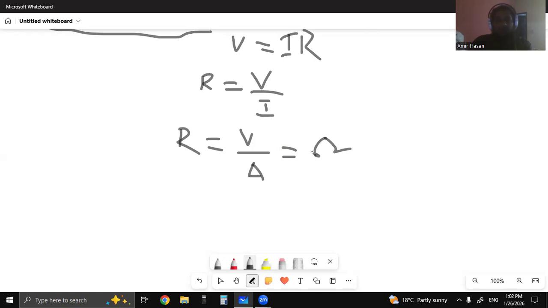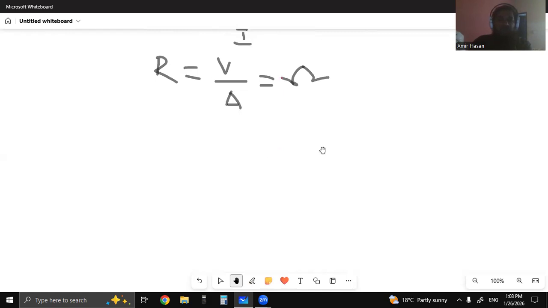Now these are the symbols for the units. V for voltage, A for ampere, and ohms by this symbol sigma. We represent the ohm resistance by this symbol. Now resistance is equal to V over A.